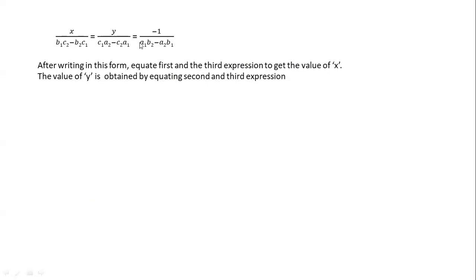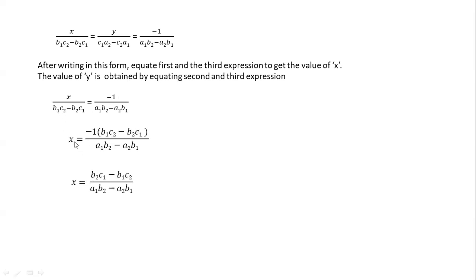So this is the first expression and this is the third expression. Equate them. When you equate them, take this side, it becomes x is equal to minus 1 into this. Open the bracket, this will become negative and this will become positive. So this comes in front: b2 c1 minus b1 c2 upon a1 b2 minus a2 b1.